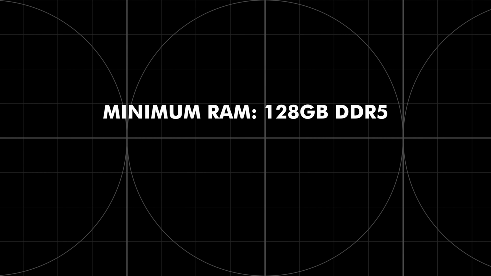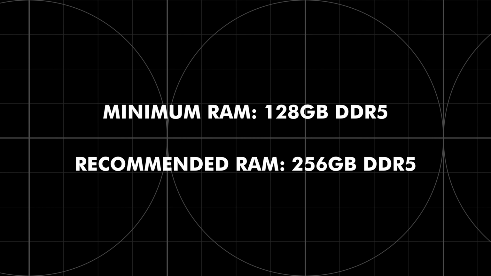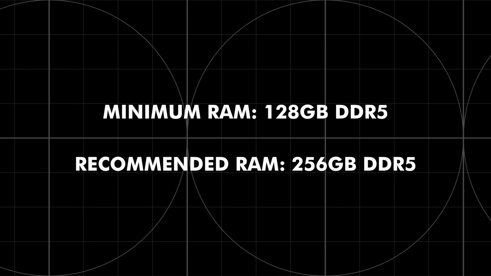Now, next up is the RAM, the random access memory, and I would put in a minimum of 128 gigabytes of DDR5 RAM. But if you've got a little extra cash, you could go up to 256 gigabytes of RAM just to make sure you're future-proof. But of course, pay attention to the specs of your motherboard because this will dictate how many slots and how much RAM capacity it can handle.